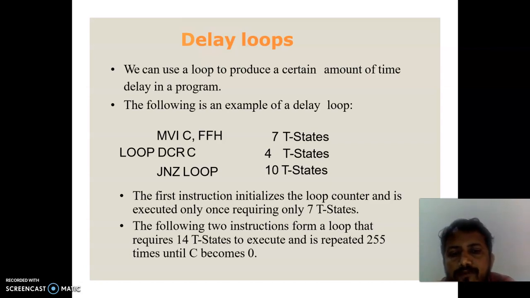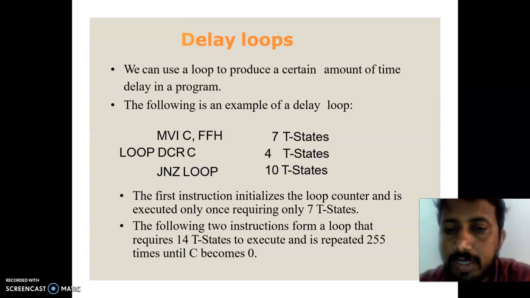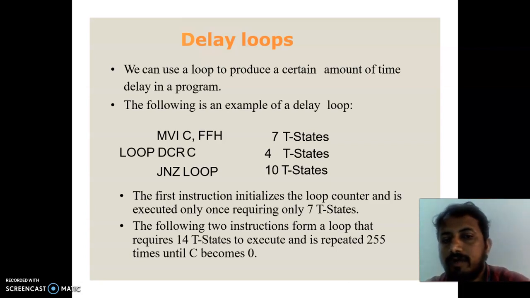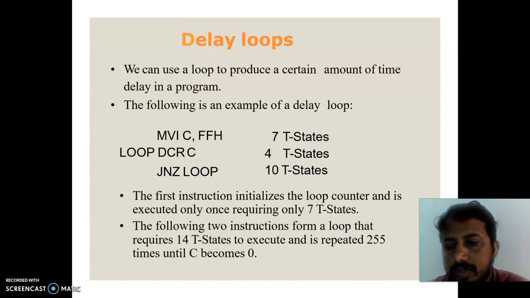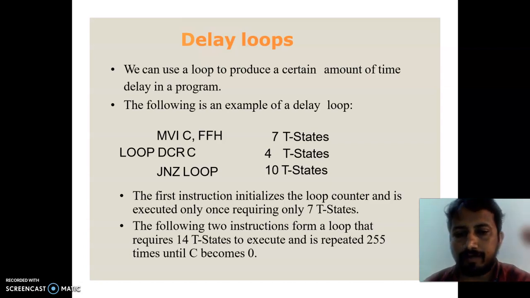Then C becomes 0. Then why have we loaded C with FF, and why are we clearing C? What is the meaning of these three instructions? Because if you wanted to load a value of C as 00, we would have given MVI C, 00H. Then why have we loaded FF over here?